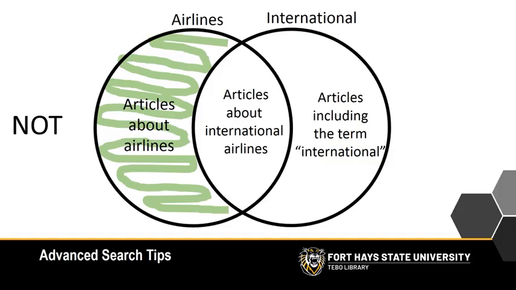When you use not to connect your search keywords, the database or catalog will provide all the results that include the first keyword, except for those that also include the second keyword. Not is useful for excluding results that you don't want.